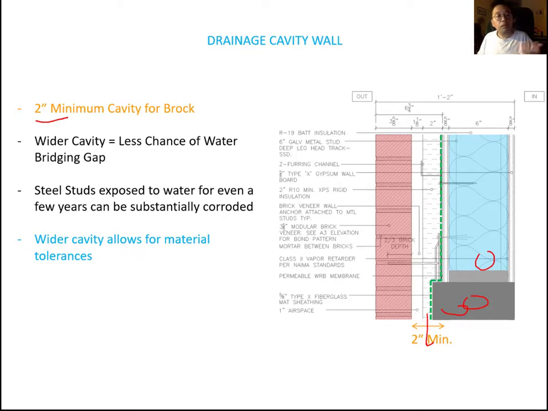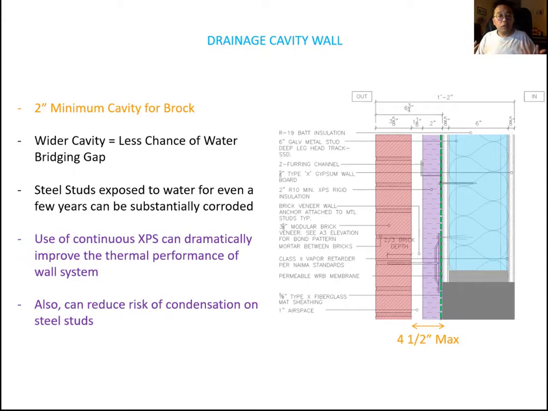I think it is available at less than 2 inches, but when you consider the performance, it is highly recommended using more than a 2 inch cavity space between the finish wall, which is the brick veneer, and the cover board. Okay. Also, a wider cavity allows more for the material tolerance. It means it's much easier to dry out the water when water penetrates through the cladding. Okay.